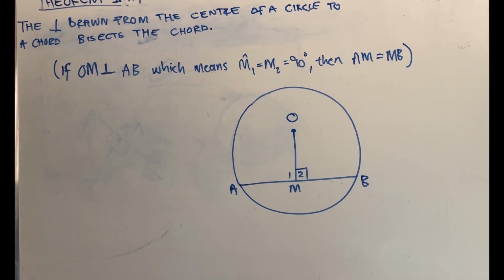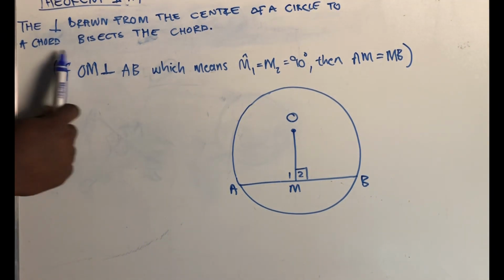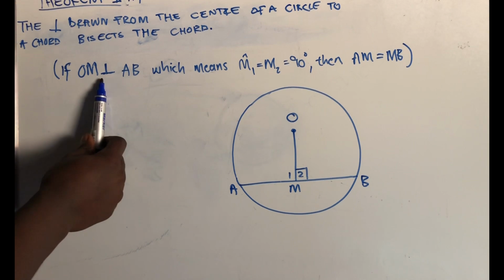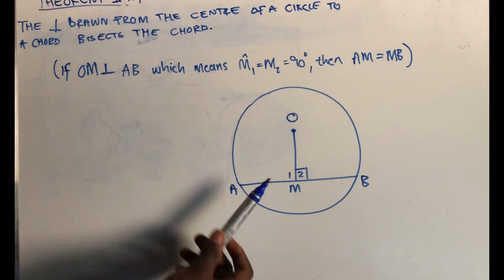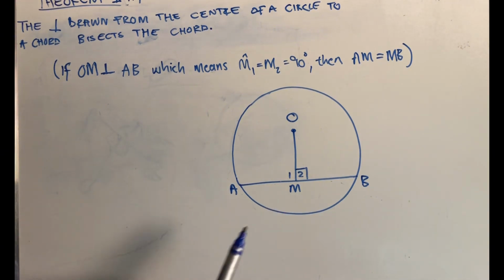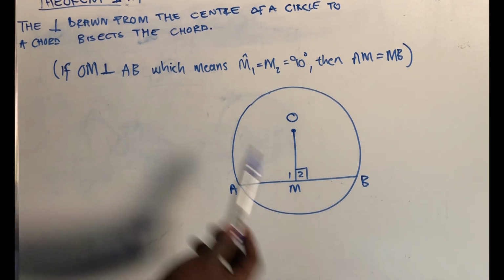All right, let's get into theorem 1 in our Euclidean geometry topic. So theorem 1 states that the perpendicular drawn from the center of a circle to a chord bisects the chord. What this basically means is that if OM, so you can see OM from our diagram, right? OM is perpendicular to AP.